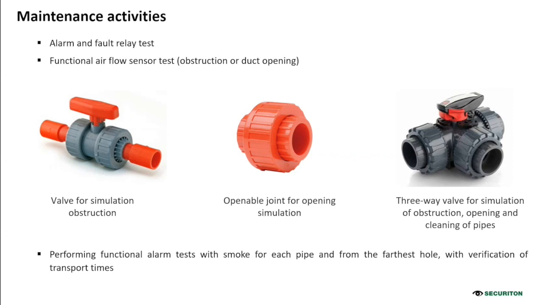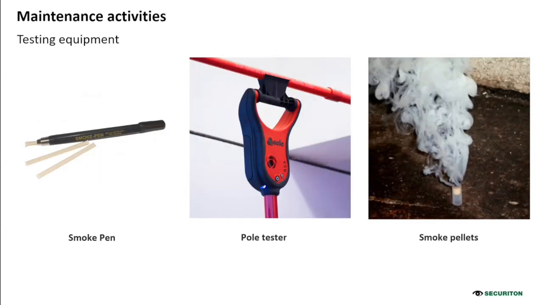So we see now some examples. This is about the testing equipment you need to have. For this test, you need a smoke pen. You need a pole tester. This one is specially designed for ASD systems, or you can use smoke pellets.